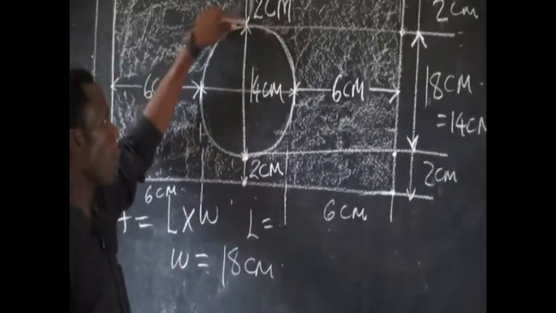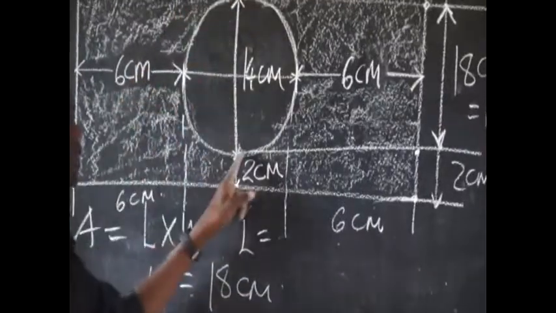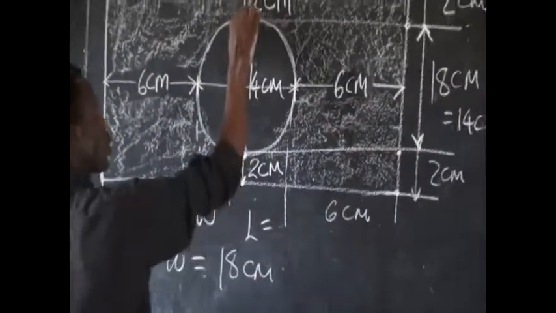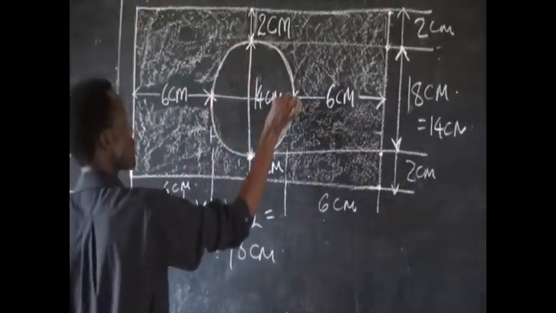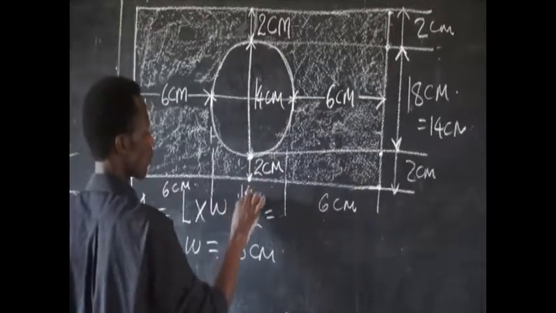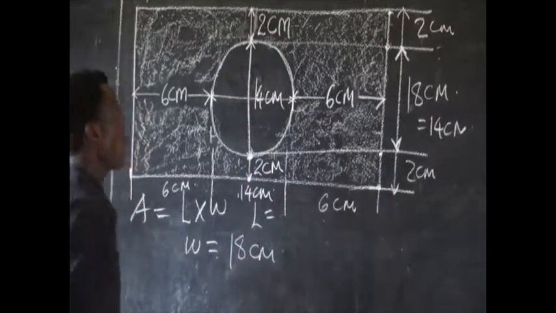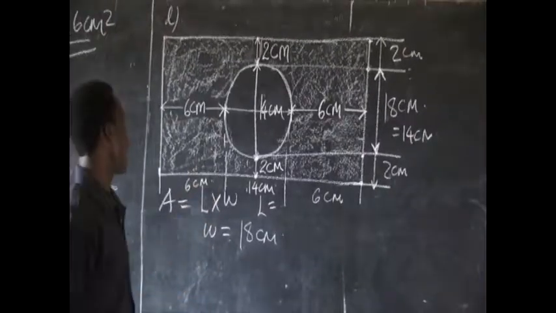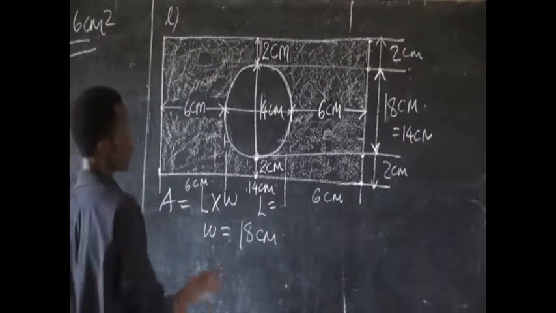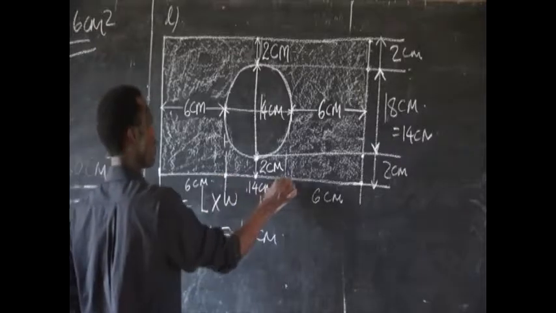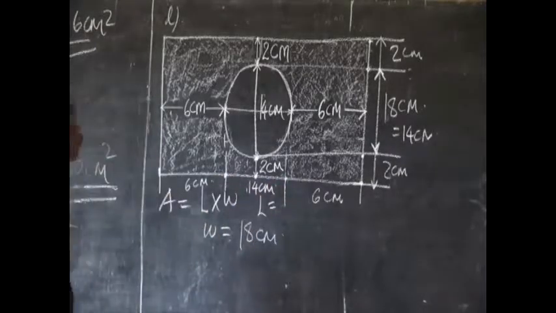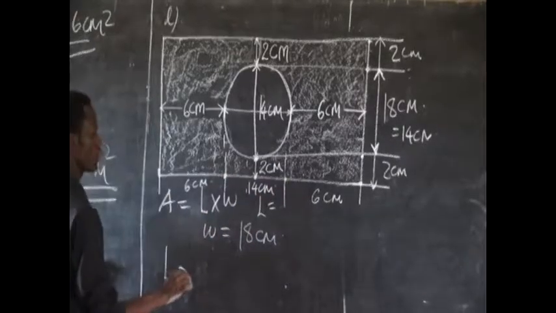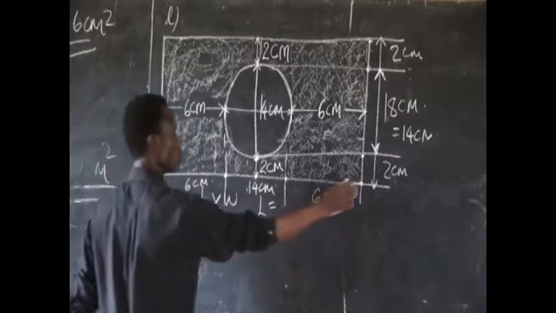Now we have got the diameter. The diameter is 14, and here it is 14, and from here up to here is 14. Now we have known the diameter of the circle, and we have known the distance from here up to here. Now the length should be taken from here up to here.